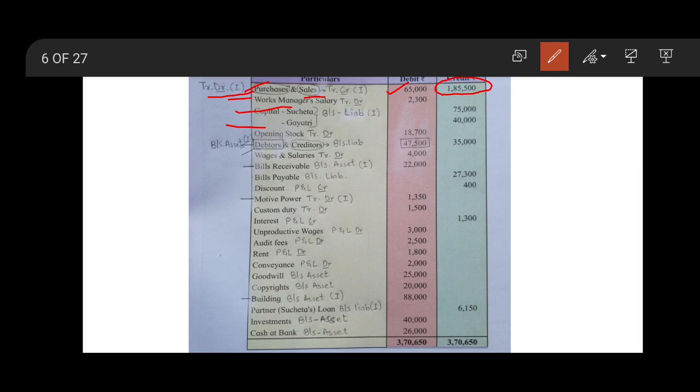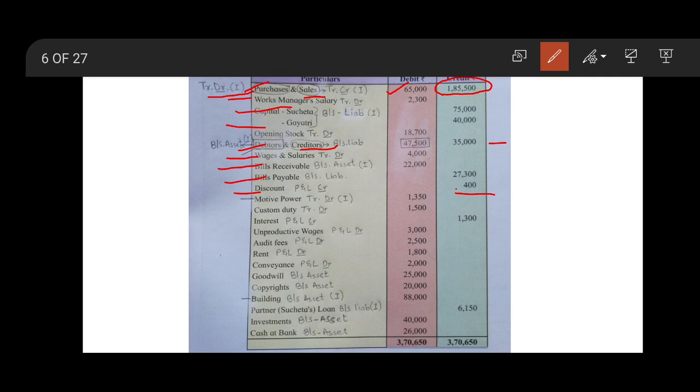Next is opening stock, trading account debit side. Here the debtors and creditors are given together. First we'll go for debtors. Balance sheet asset side in the inner column. As we know debtors carry two of the adjustments, so we will leave four to five lines for it. Creditors, balance sheet liability side, 35,000. Next is wages and salaries. Wages is the first word. It is a direct expense, so trading account debit side. Bills receivable, balance sheet asset side in the inner column as it carries adjustment. Next is bills payable, balance sheet liability side.